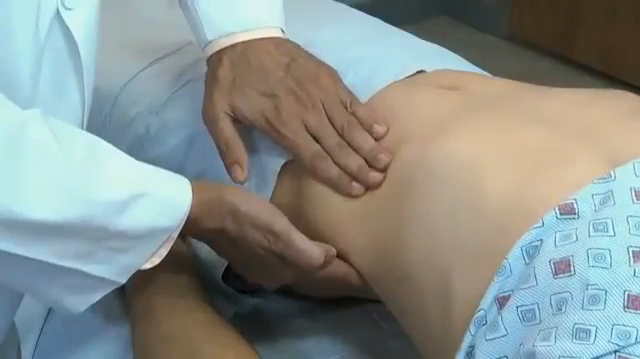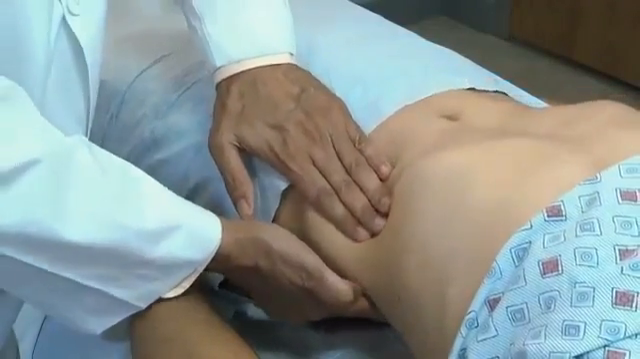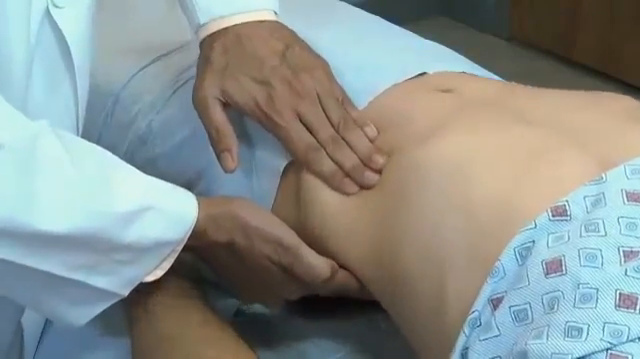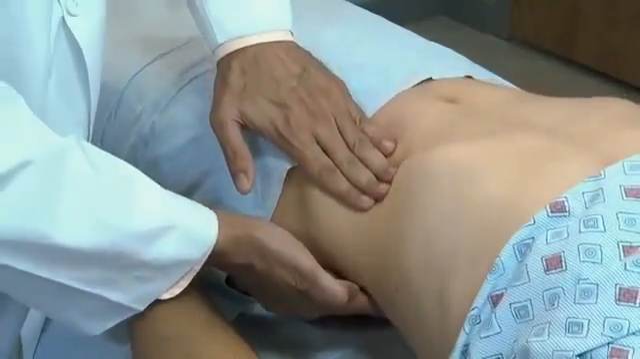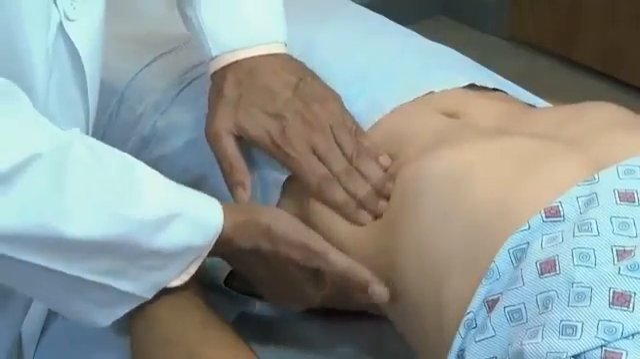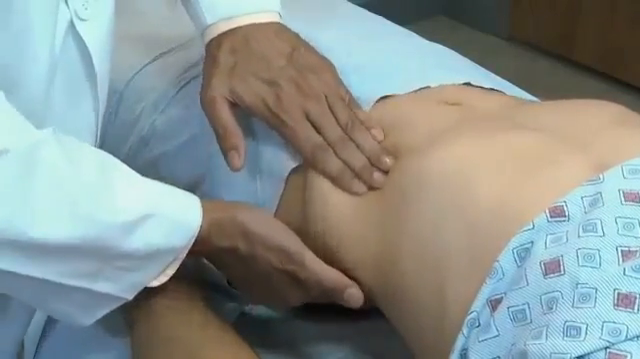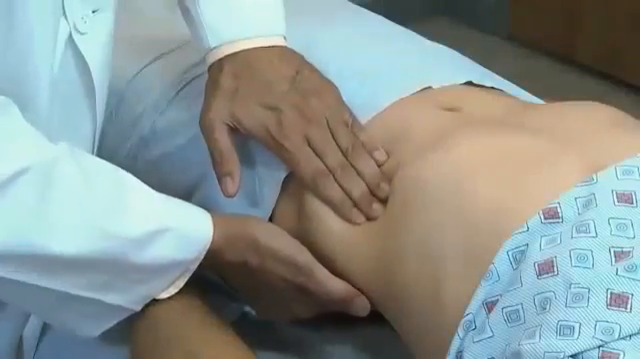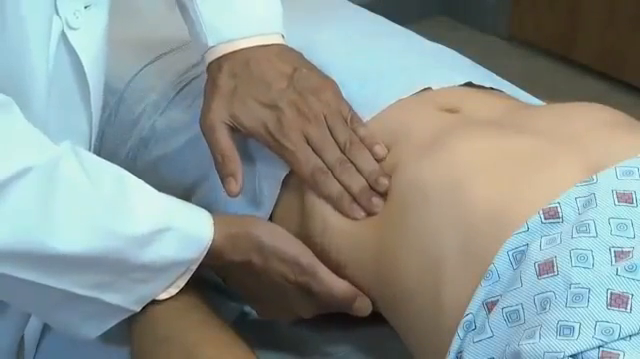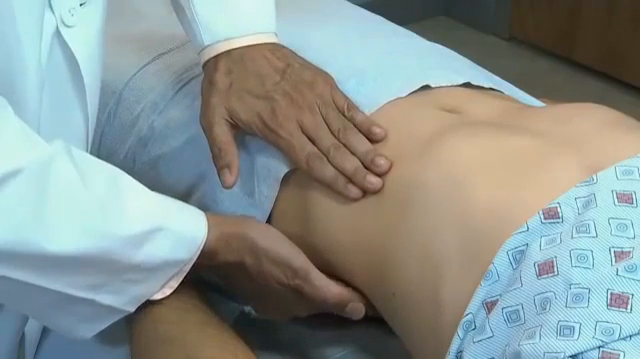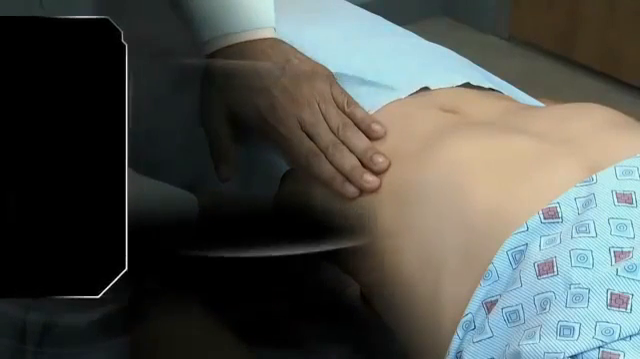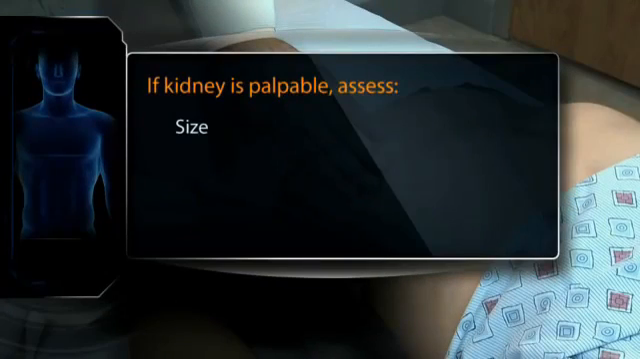At the peak of inspiration, press your left hand firmly and deeply into the left upper quadrant, just below the costal margin, and try to capture the kidney between your hands. Ask the patient to breathe out and then stop breathing and hold your breath. Slowly release the pressure of your left hand, feeling at the same time for the kidney to slide back into its expiratory position. If the kidney is palpable, assess its size, contour, and any tenderness.